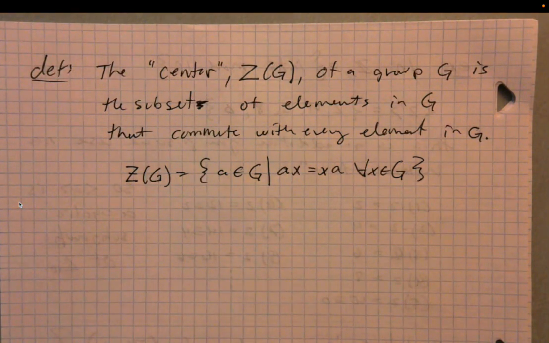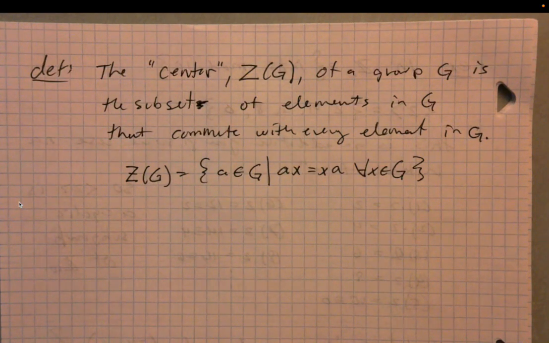Right, now we saw that in a commutative group, all elements commute with all other elements. In a non-abelian group, there's going to be some elements that don't commute with other elements. But there's always going to be some elements in the group that commute with every other element in the group. Particularly the identity is going to commute with everything, right? But there may be others besides the identity. And when there are others besides the identity, other elements that commute with everything in the group, we call that collection the center of the group.